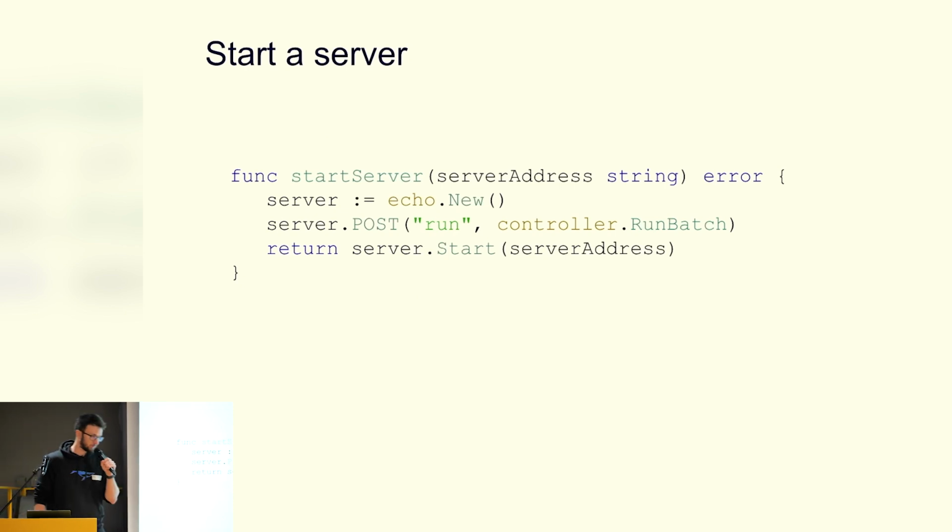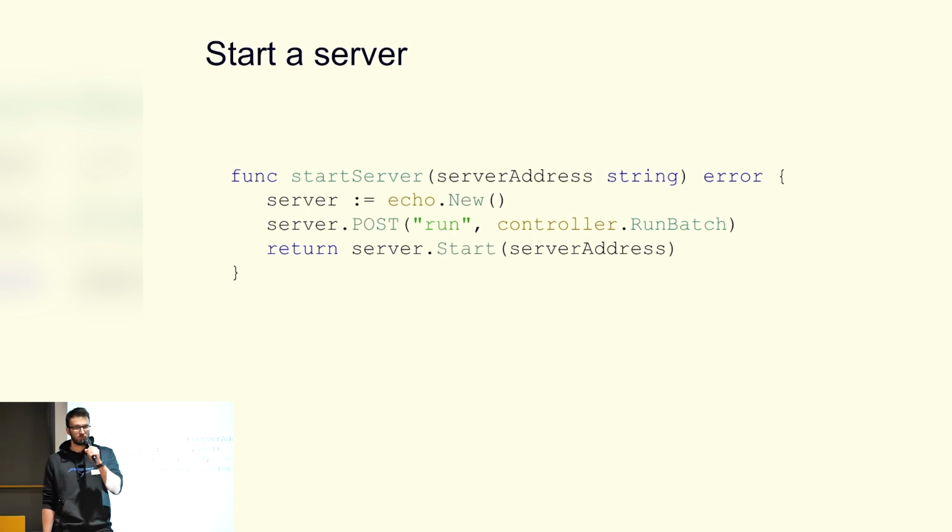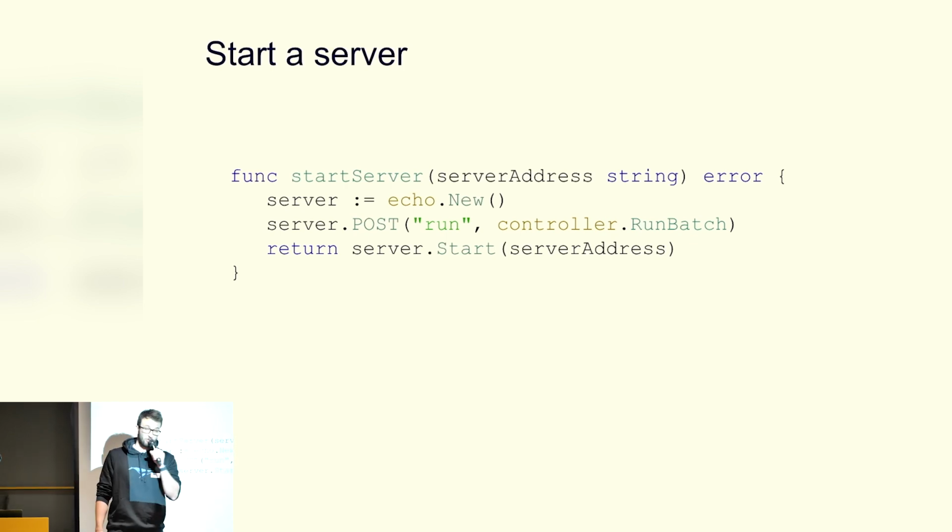So it's pretty straightforward. Let's go briefly through how we will do it. First of all, we need to start the server. I chose Echo for that because I'm used to it. We register some endpoint on the run path, and we assign it to some handler, and we start the server.